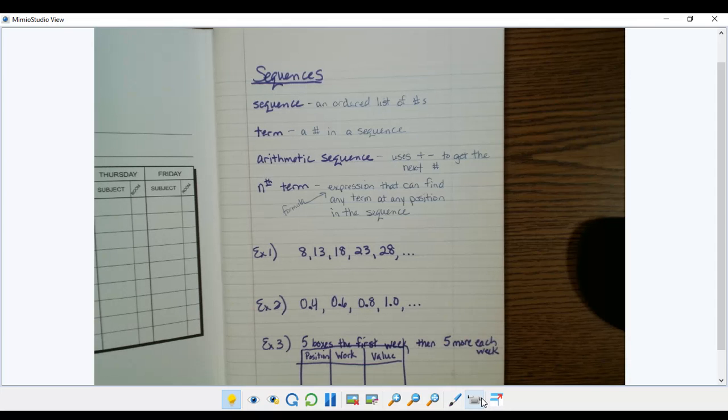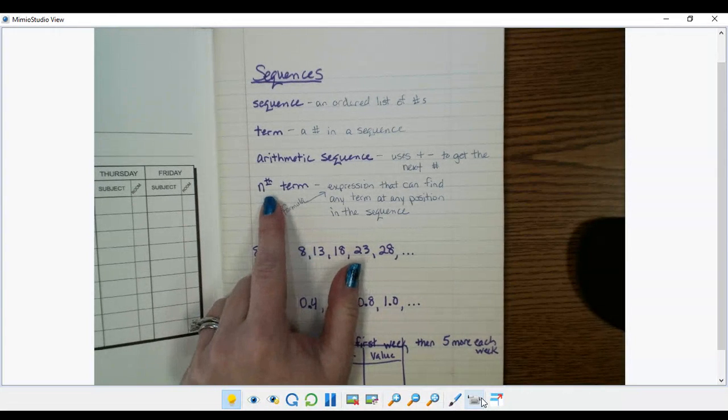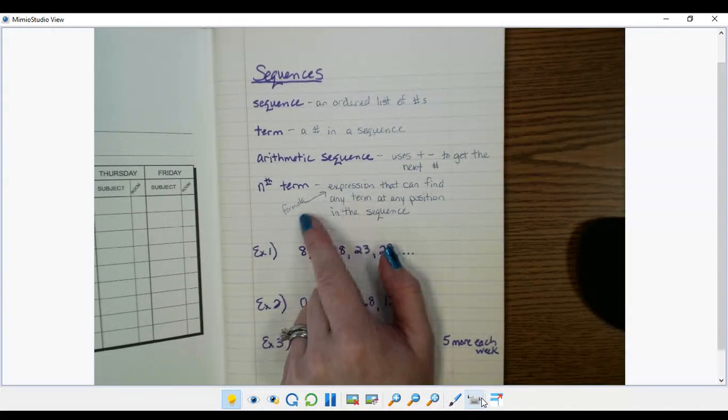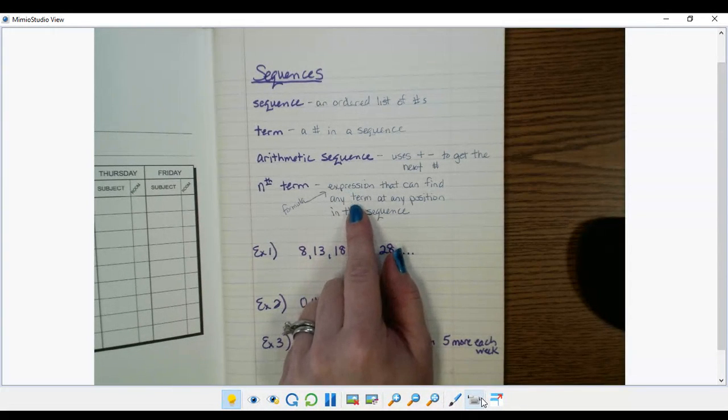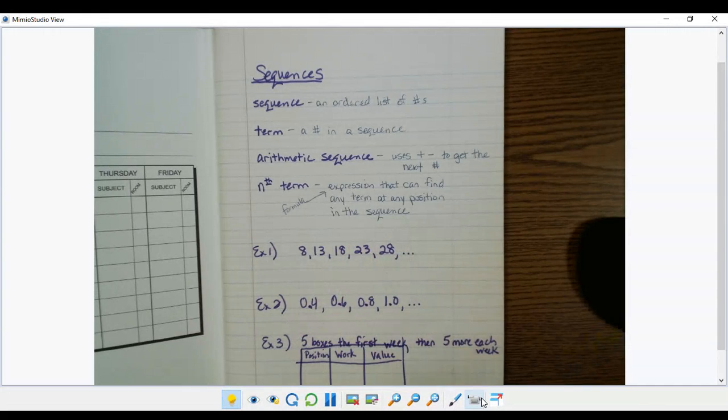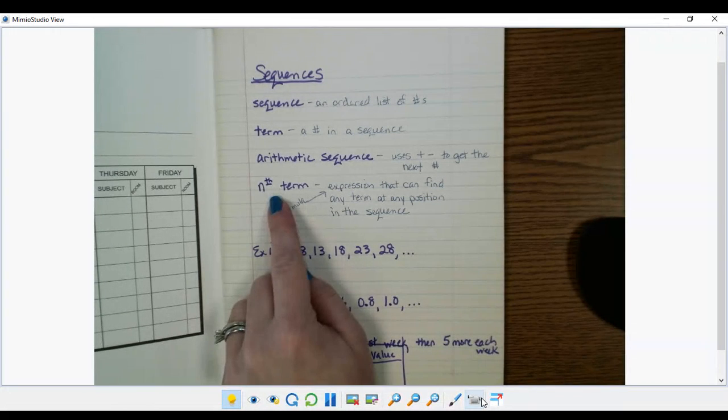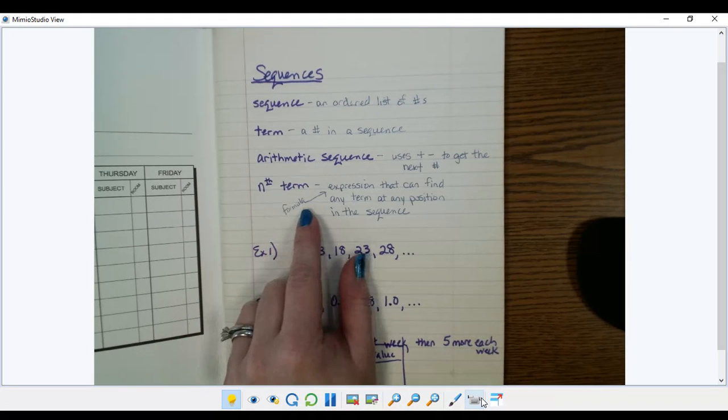There's something called the nth term, which sounds very much like algebra, because it is. It's an expression or a formula that you can use to find any term at any position in the sequence. A common question might be, find the 40th term in the sequence. And you're like, I don't feel like writing that out. But if you can find the nth term formula or expression, it makes it super easy to find that 40th term without having to write it all out.